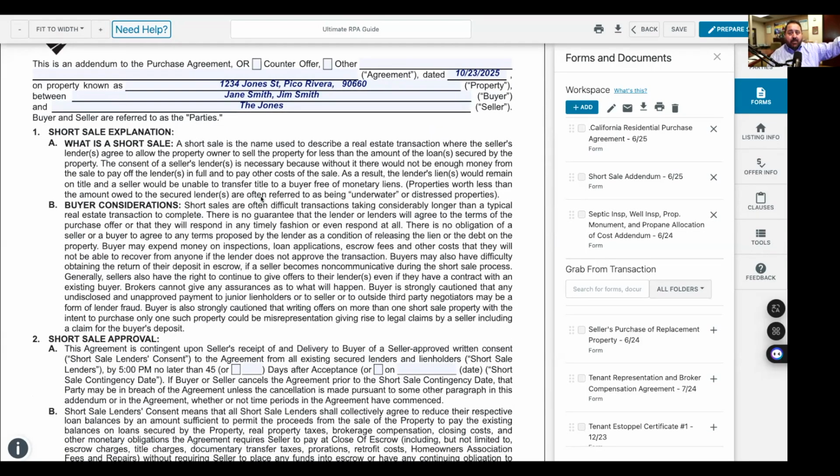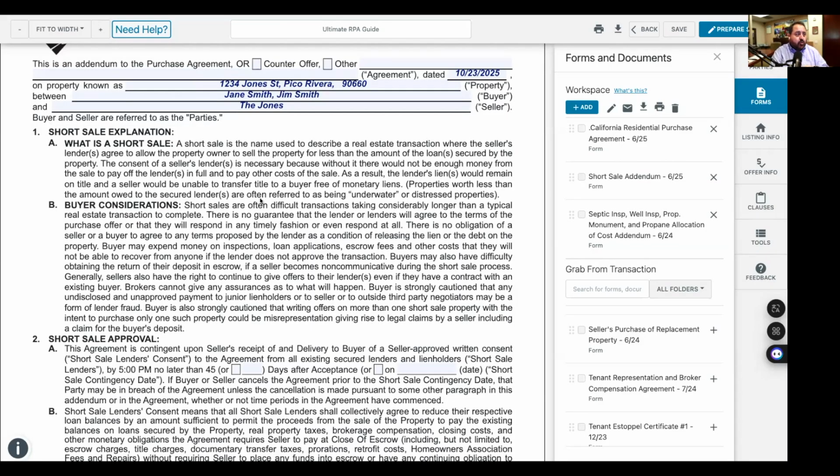Okay, so now paragraph 1 is a short sale explanation. What is a short sale? A short sale is the name used to describe a real estate transaction where the seller's lender agrees to allow the property owner to sell the property for less than the amount of the loan secured by the property. The consent of a seller's lender is necessary because without it, there would not be enough money from the sale of the property to pay off the lenders in full and to pay other costs of the sale. As a result, the lender's liens would remain on title and seller would be unable to transfer title to a buyer free of monetary liens. Properties worth less than the amount owed to a secured lender are often referred to as being underwater or distressed properties. So it's just an explanation to people what a short sale is.